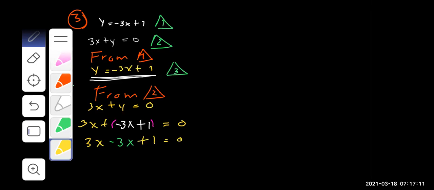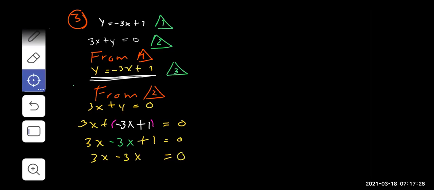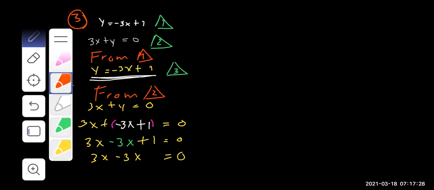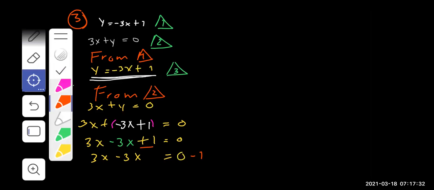Thank you, Jonathan. And then, guys, let's put the variables on one side: 3x minus 3x. The variables here, I don't need to change the sign because they're already on the left side. And then I'm going to move the numbers to the other side. This 0, I just bring it down. This positive 1, guys, what is going to happen with a positive 1 on the other side? It will be negative. Okay, let's solve this.